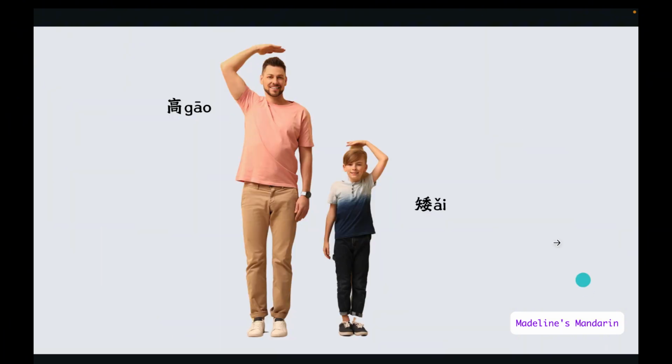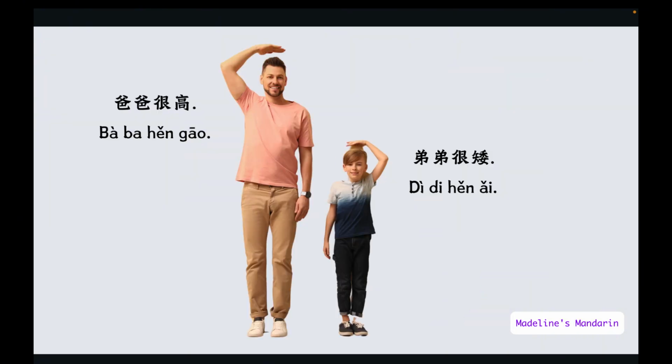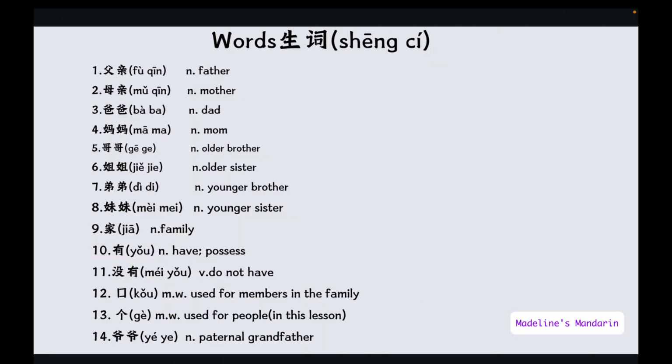Now let's look at this picture. Dad and the son. Dad is tall, 高. Son is short, 矮. They're brothers. Older brother 胖, fat. Younger brother 瘦, slim. Now let's look at how we use these words. If we say, my dad is very tall, 爸爸很高. My younger brother is very short, 弟弟很矮. And if this is the uncle, uncle is fat, 叔叔很胖. And this is aunt, 阿姨很瘦.